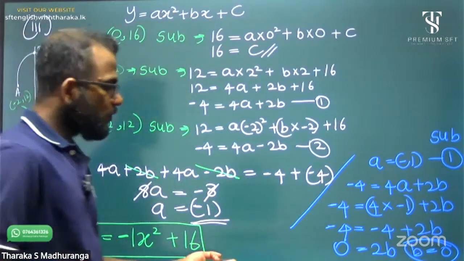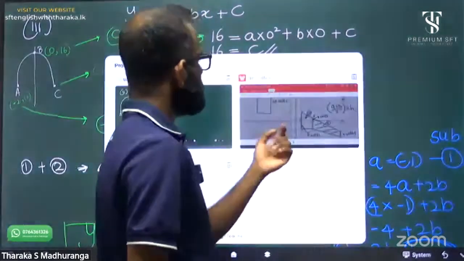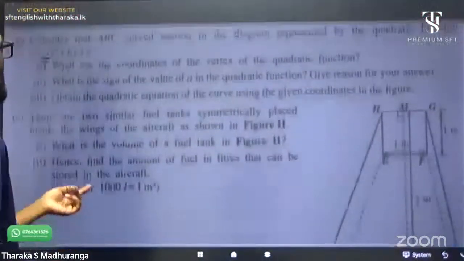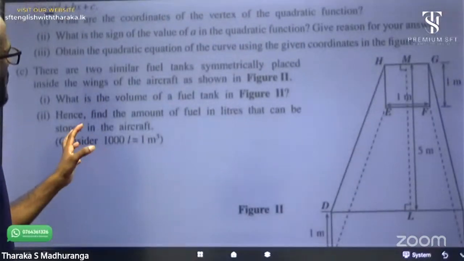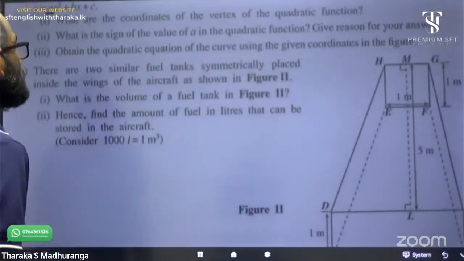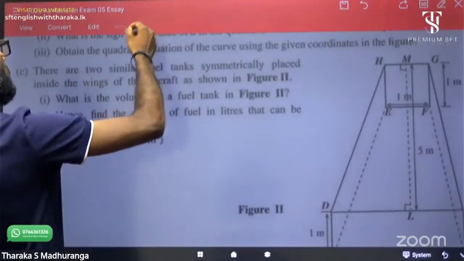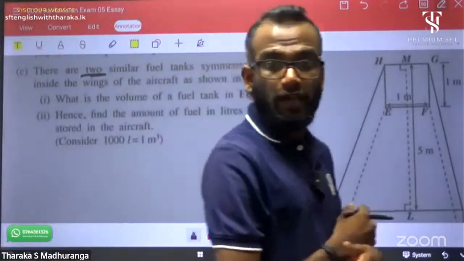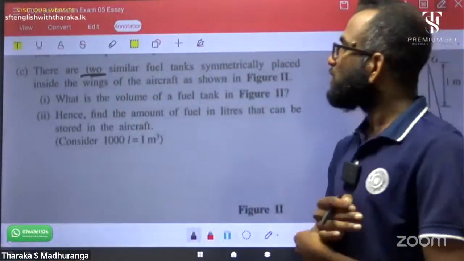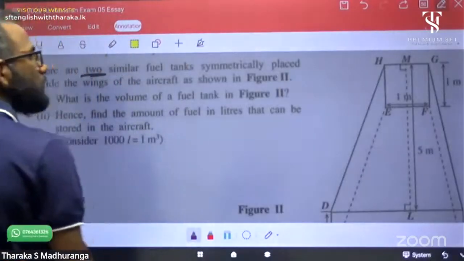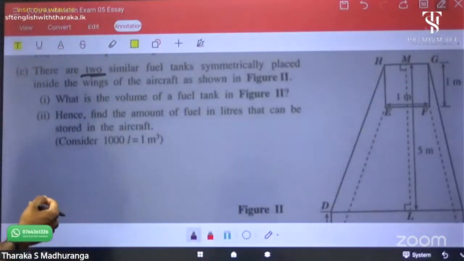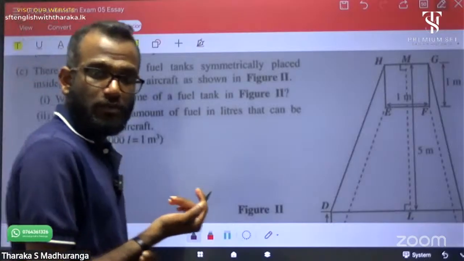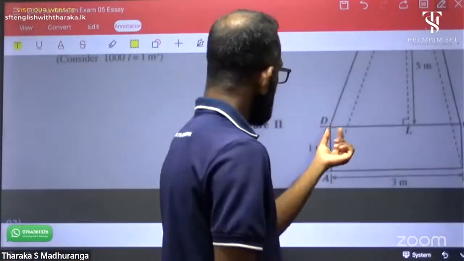Okay. Let's move into the C part. There are two similar fuel tanks. This is a point where you are making mistakes. You have to carefully read questions. There are two similar fuel tanks symmetrically placed inside the wings of aircraft as shown in figure 2. The figure 2 is given.